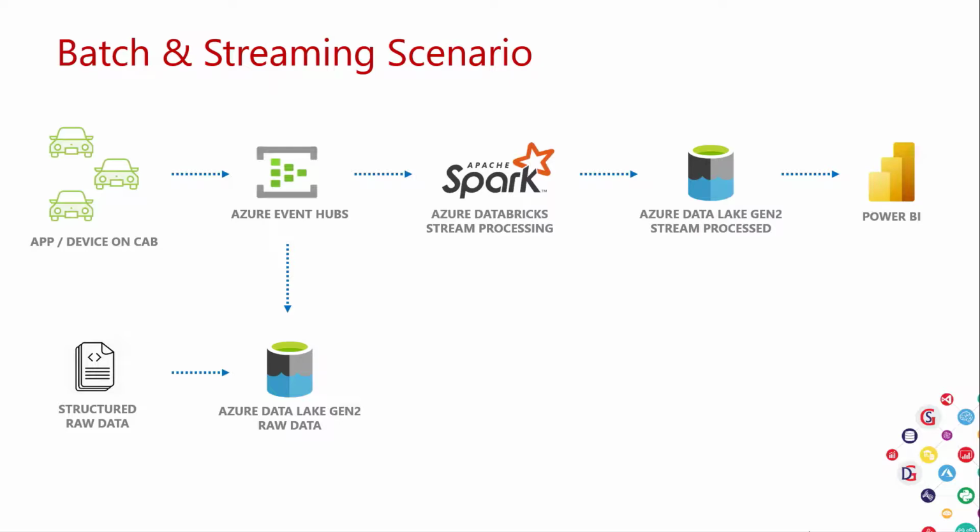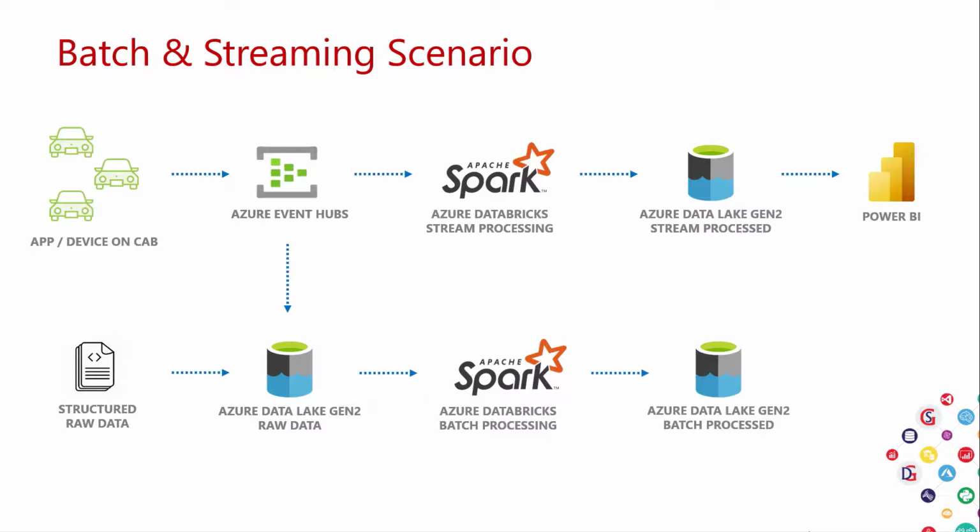Now, once I have this raw data in the data lake, I can again use Spark, but this time to do the batch processing. So Spark can help me do batch processing. It can help me do stream processing as well, right? But this time I'll do the batch processing. And once this batch processing is done, I can then store the data into the data lake again, but this time it will be a separate set of files in which I'm going to store the processed data.